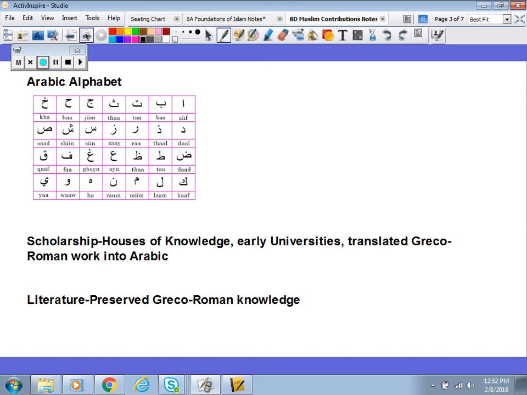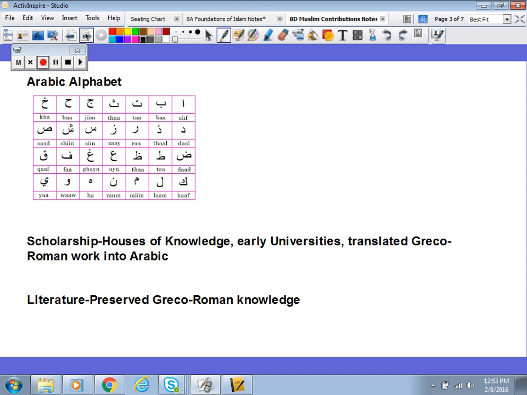So the Arabic alphabet is going to originate during the time of Muhammad in the early Muslim empire, and it's going to spread throughout the Muslim empire and become the predominant language in the Middle East, Western Asia, and North Africa.